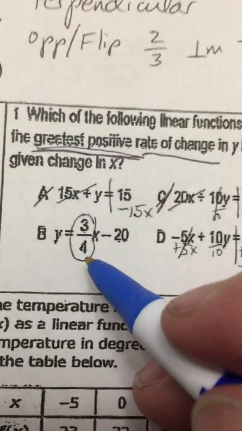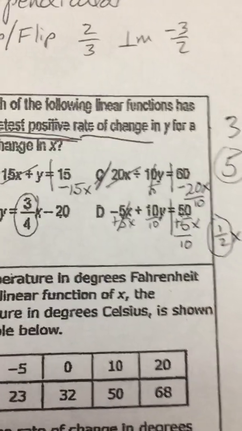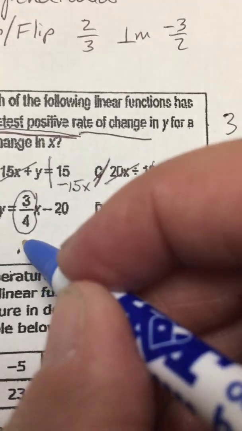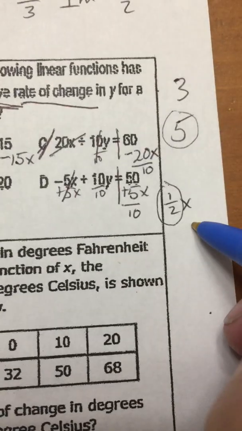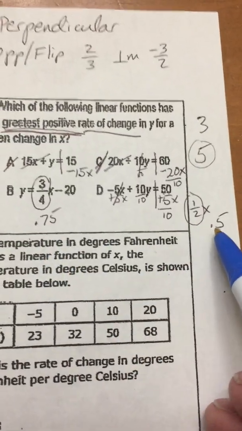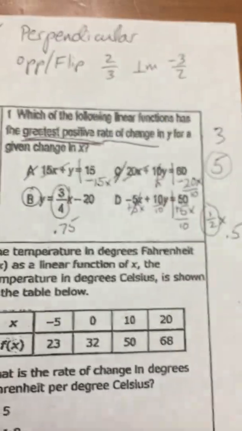So positive and positive, but which one is bigger, 1/2 or 3/4? If you're not sure, you could change them both to decimals. This number in decimal form is 0.75. This one is 0.5. Which one is a bigger number? Would you want 75 cents or 50 cents? You're right, I want the 75 cents. So B is bigger. There we go.